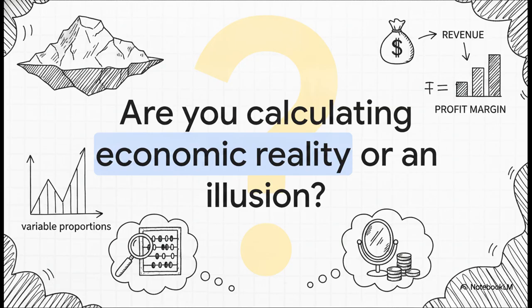Now that you know about the hidden iceberg of implicit costs, the impact of the law of variable proportions, and the strict mechanics of revenue, when you analyze a business now, are you calculating true economic reality or just falling for an accounting illusion? I highly encourage you to take this rigorous framework out into the real world. I guarantee you'll never look at a profit margin the exact same way again.